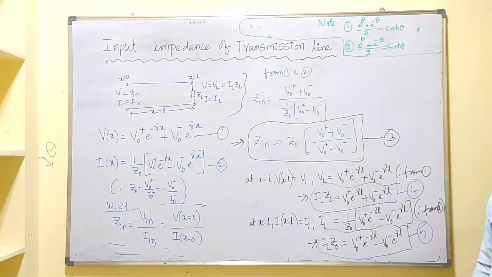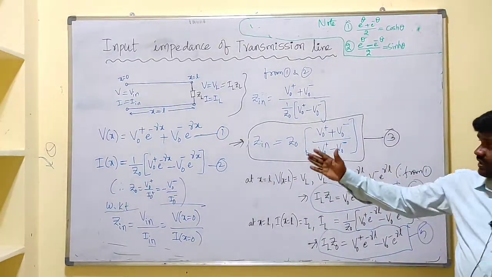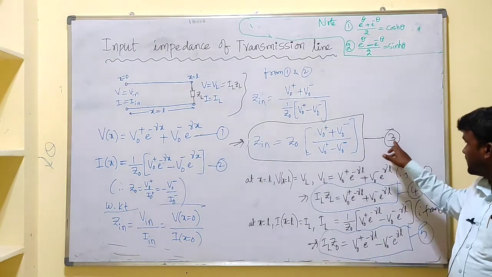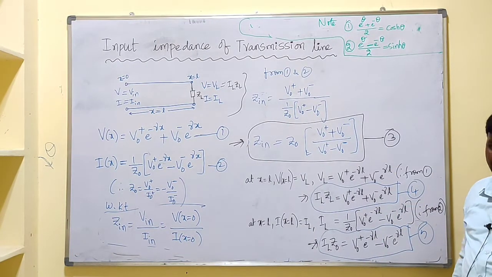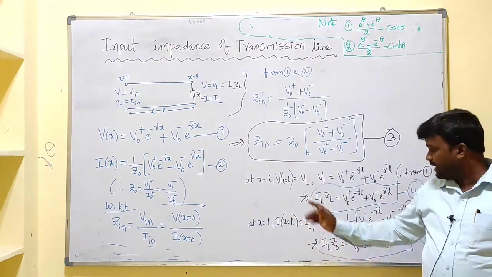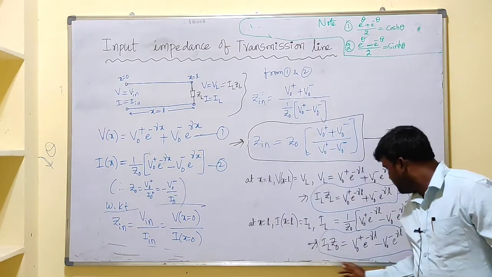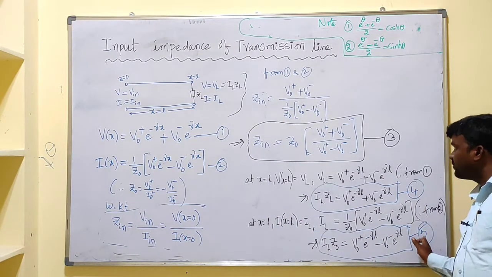Expression for our input impedance of the transmission line. I will rub that part. Please concentrate on equation 3, equation 4, equation 5. Is it clear? Please note down this part, and I will remove that part. So we need to focus on equation 4 and equation 5.